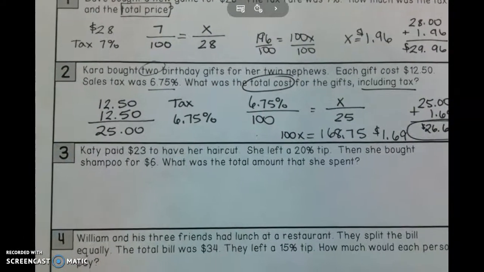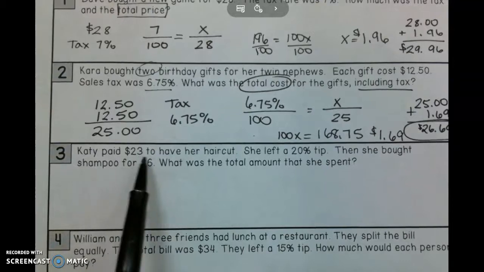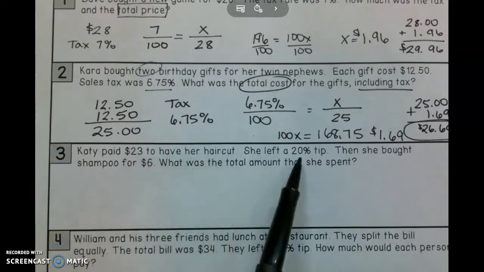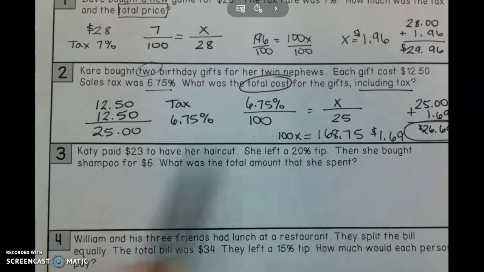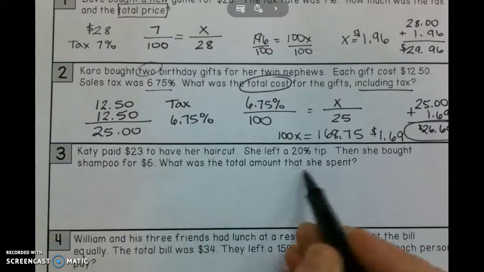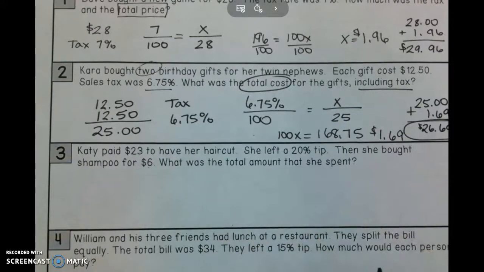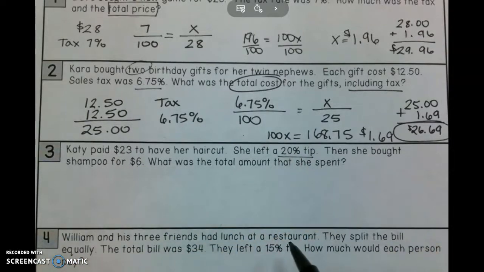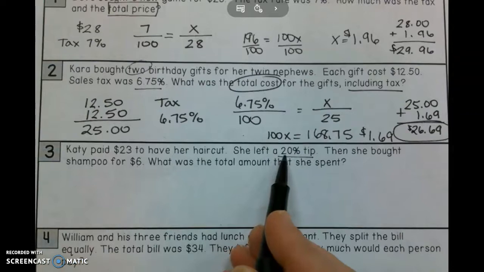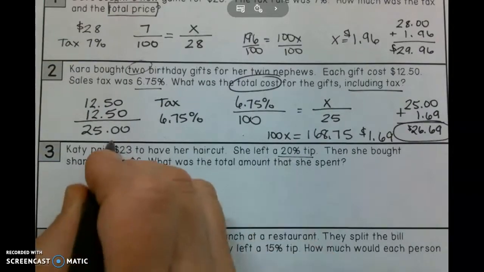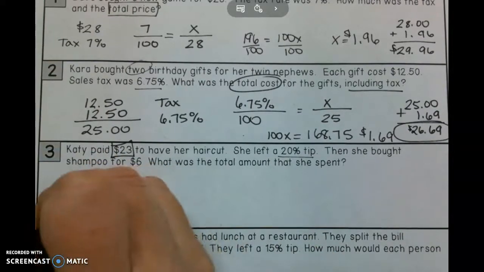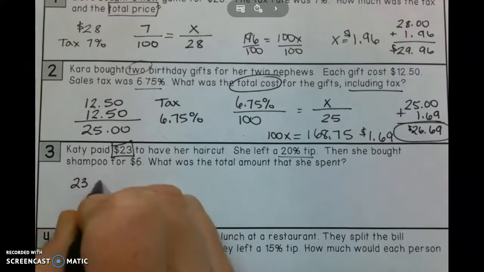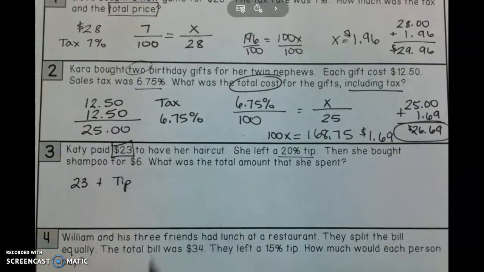Okay, for number 3, Katie paid $23 to have her hair cut, and she left a 20% tip. Then she bought shampoo for $6. What was the total amount that she spent? What's important to know with this question is that tip is on a service. So she paid 20% tip on her haircut, which was $23. So $23 plus tip. Well, how do I find out the tip amount?